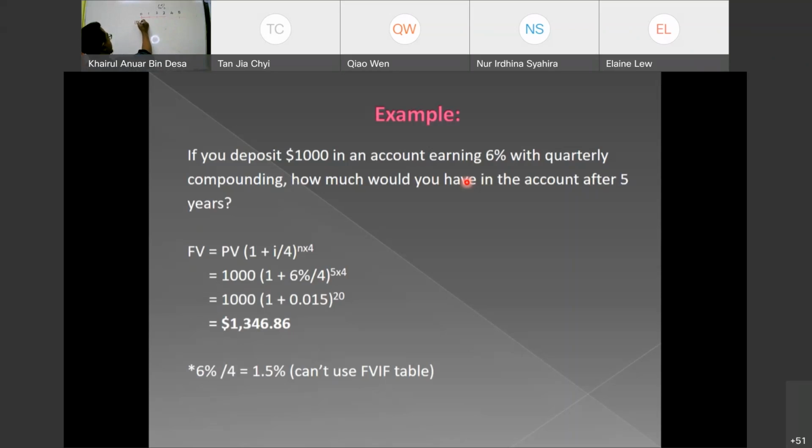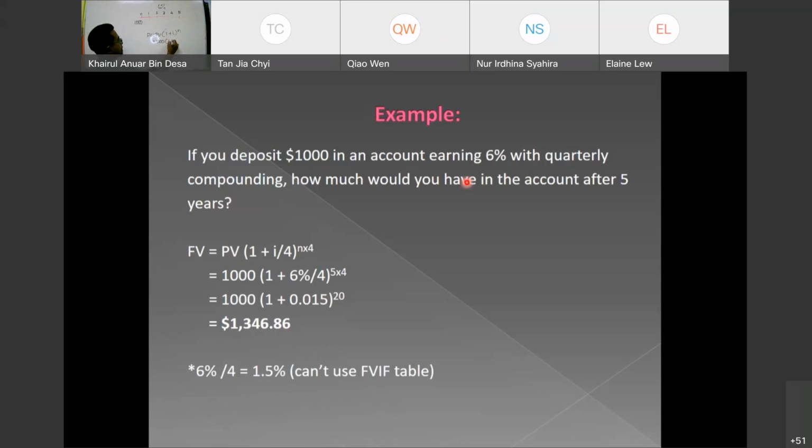Okay, 1,000. 1,000 here. Then 6%, 5 years, quarterly. Okay, quarterly. So how much will we get? Future value, present value, 1 plus I to the power of n. Because it is quarterly, we will divide by 4, 1,000.